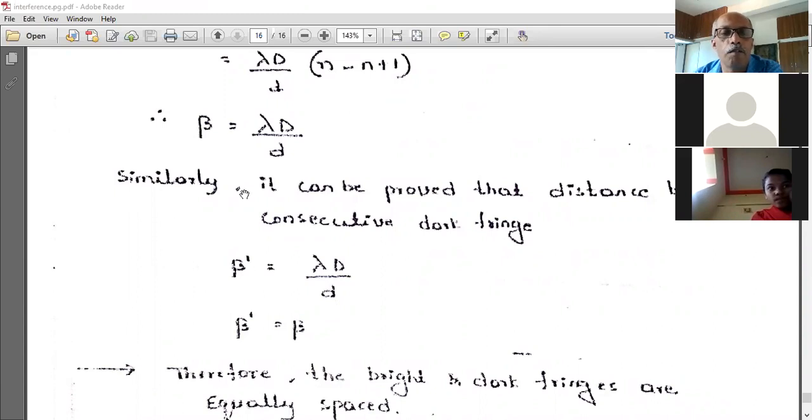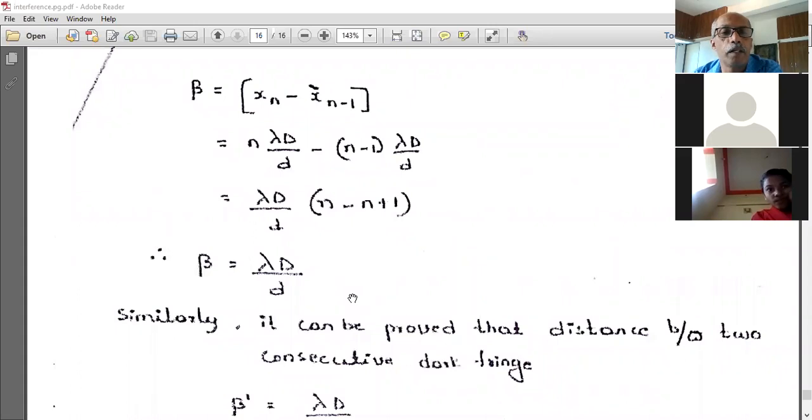Similarly, the width of a dark fringe will be beta dash, and that will also be equal to lambda D by d. In case of a dark fringe, we again take xn and xn minus 1. For a dark fringe, it will be 2n plus 1 lambda D by 2d. In place of n, put n minus 1 and get the other term. Simplify.